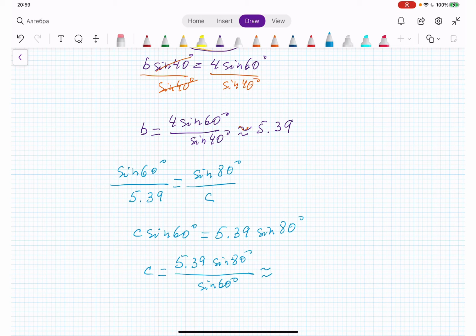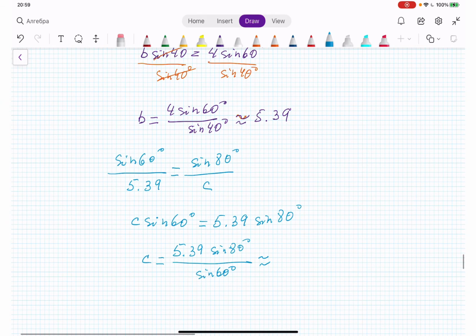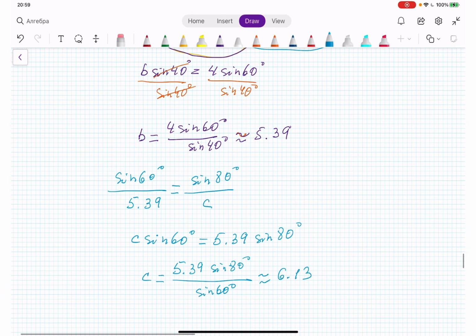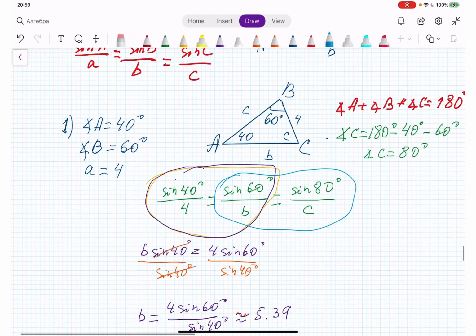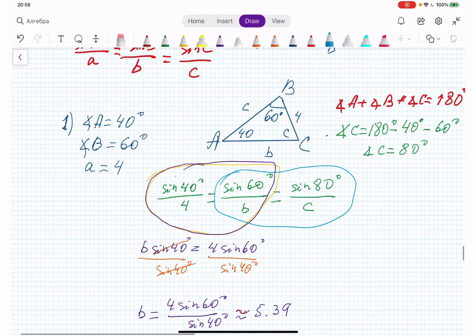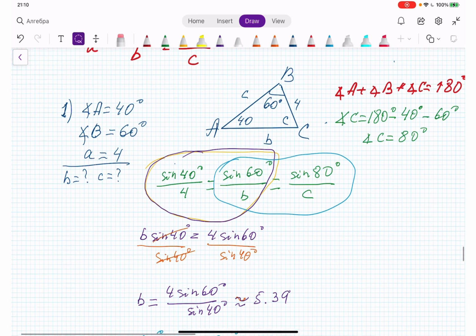Okay, so sine 80 and sine 60 you can take from a calculator, and the result approximately is going to be 6.13. Okay, this way we found B and C. Let me mark down here also: B is equal question mark and C is equal question mark. All right. Okay, moving to the next question.